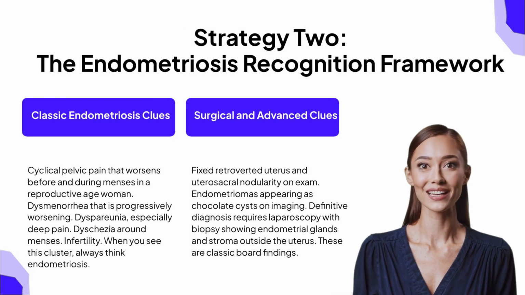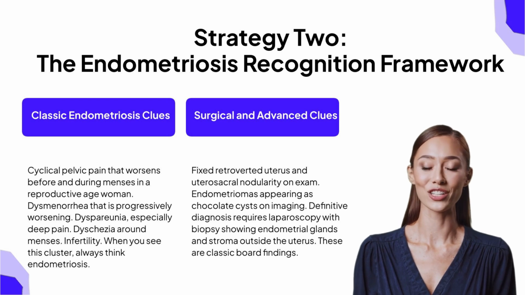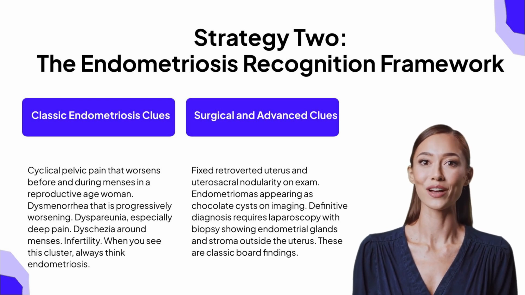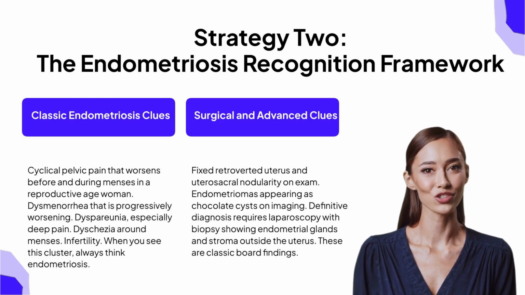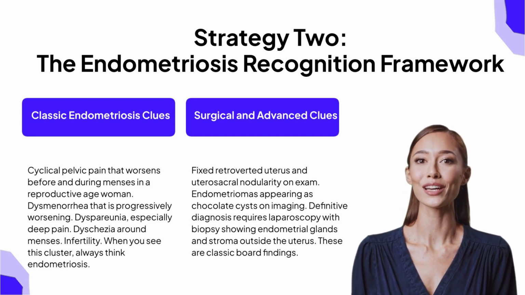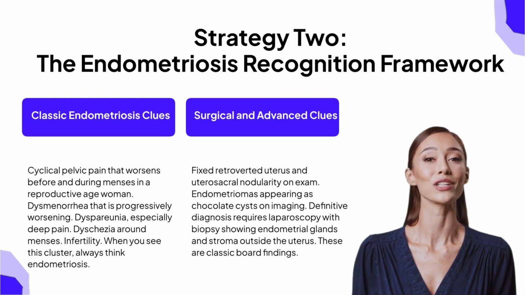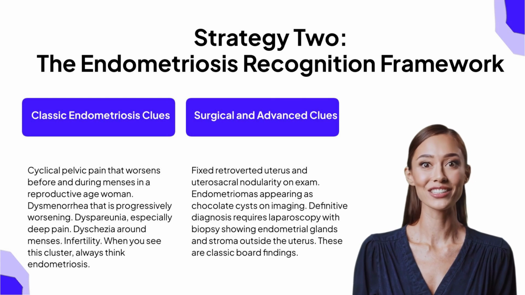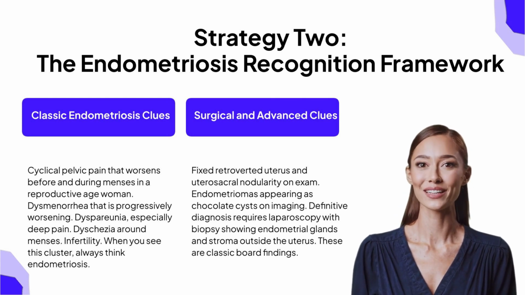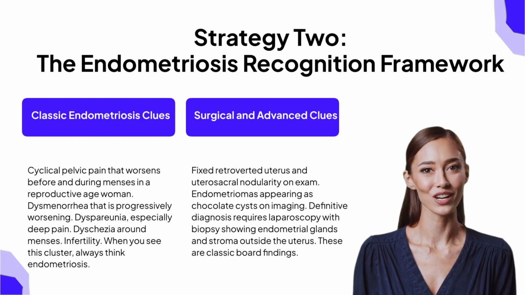Strategy 2 is the endometriosis recognition framework. For classic endometriosis clues, look for cyclical pelvic pain that worsens before and during menses in a reproductive age woman. The dysmenorrhea is progressively worsening, which is a key differentiator from primary dysmenorrhea. Deep dyspareunia, dyschezia around menses, and infertility round out the classic cluster. When you see this combination of findings, always think endometriosis.